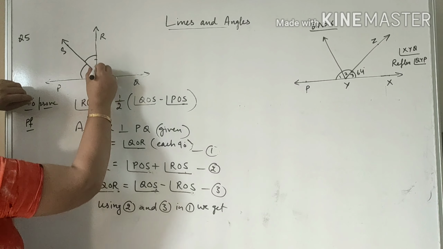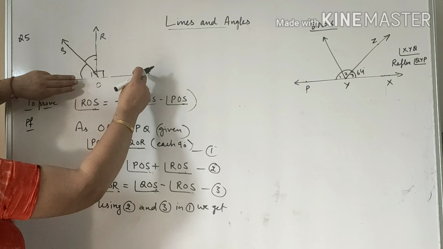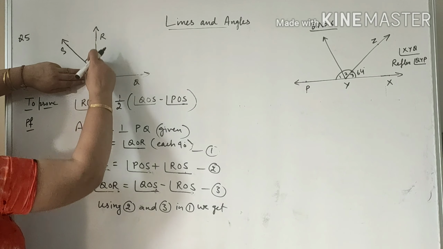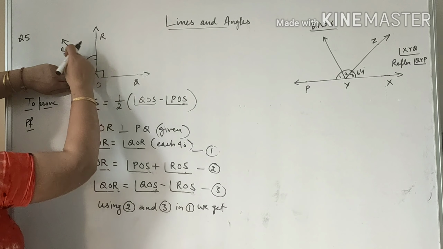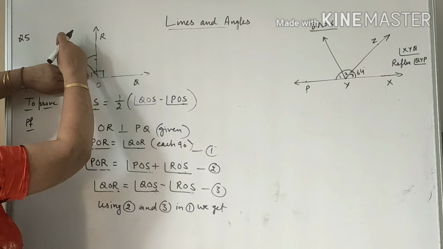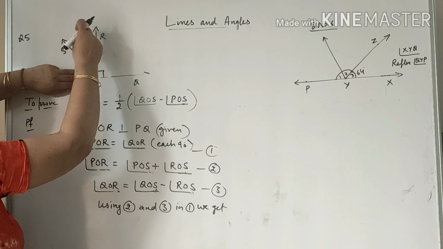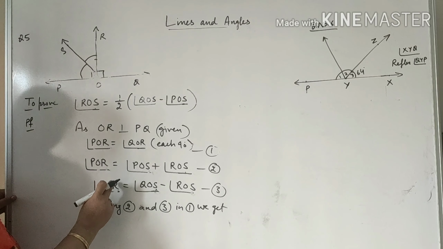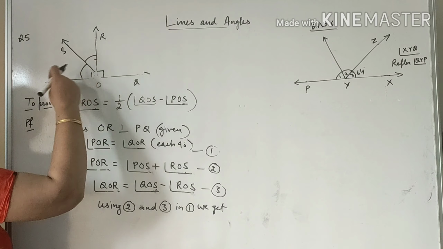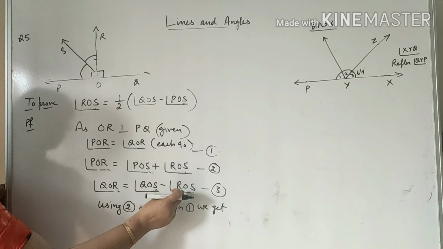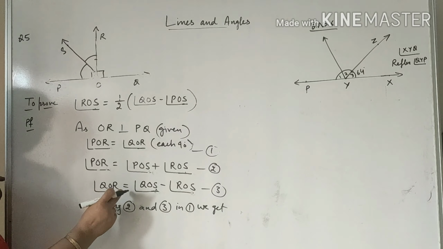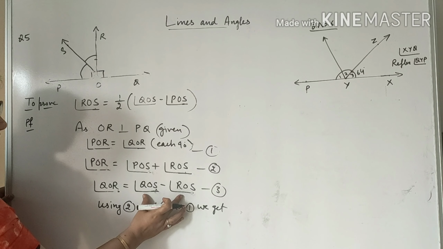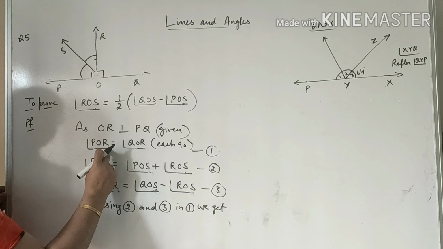Now QOR. QOR is a single angle, but I want to relate it with this angle ROS. So how can we write it? QOR we can write as QOS minus ROS. If from this angle we subtract this angle, we will get QOR. So I have written POR and QOR in relation to ROS. Now the value of POR is this, the value of QOR is this, and POR and QOR are equal.